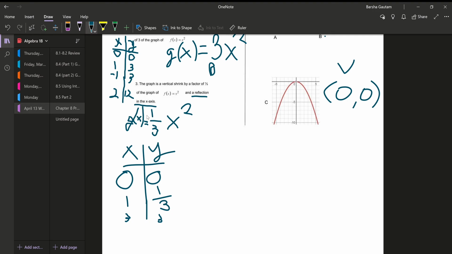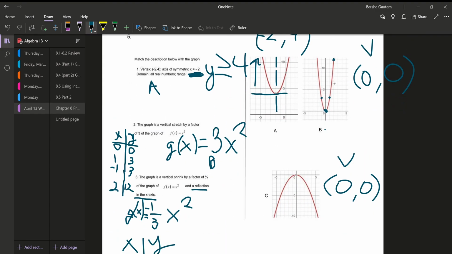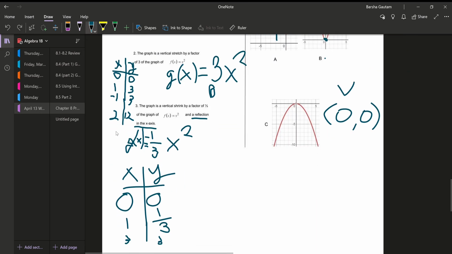So when I have a reflection in the x-axis, that means that the a is going to have to be negative, right? For example, if this was reflected across the x-axis, it would look like this. Something like this. It would be facing downwards. So, to change it, we need to make the a negative, negative 1 over 3. So now, that means that all of these would also be negative as well.